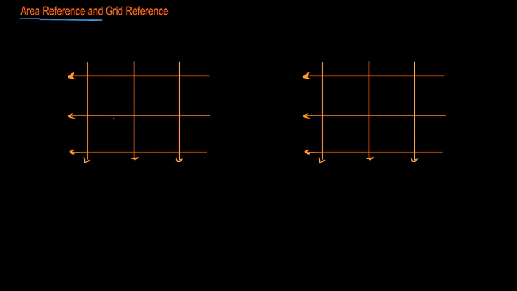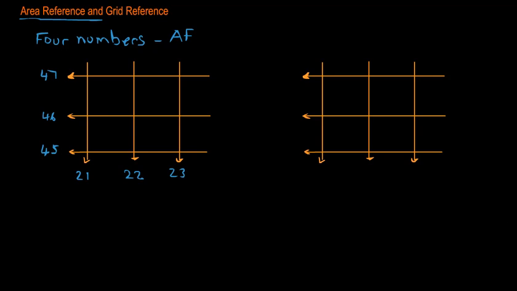So I've got my two grids down here. An area reference contains 4 numbers, so you can always remember that: 4 numbers for an area reference. We'll just call it AF for short. I'm going to put some numbers in here. I'm going to call this one, say, 47, 46, 45, this one 21, 22, and 23.